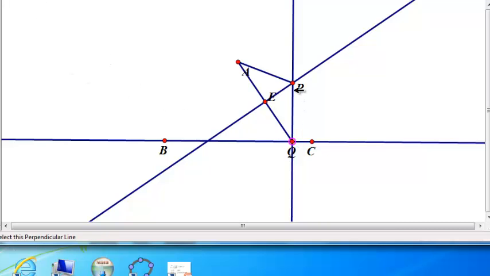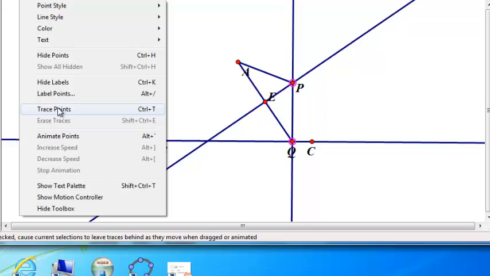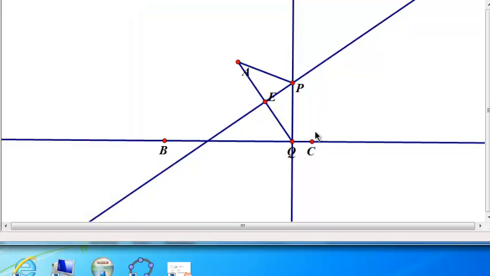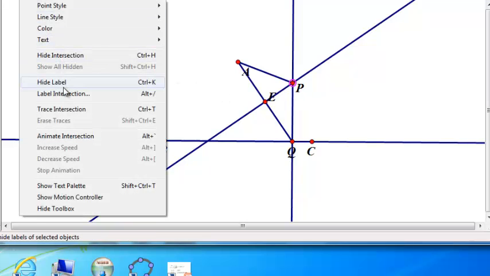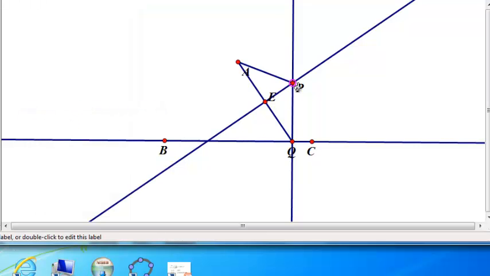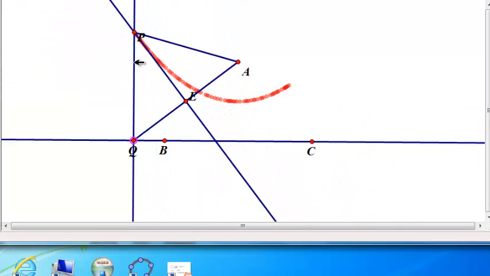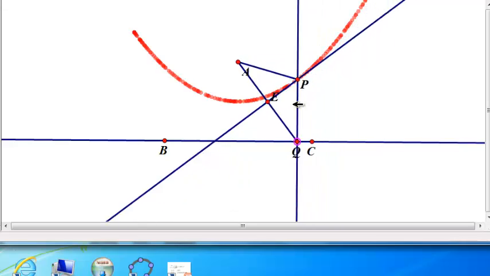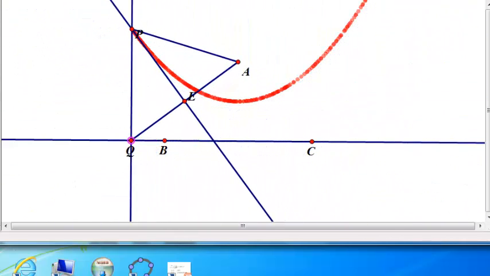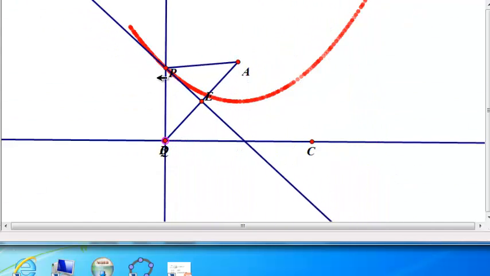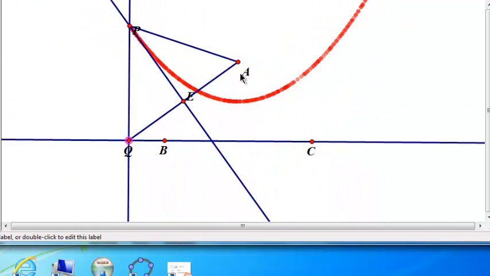Now, in order to find the locus of P, what we do is, let us try to display the intersection P and slide Q on this line. Clearly, this will be a parabola whose focus is A and directrix is BC.